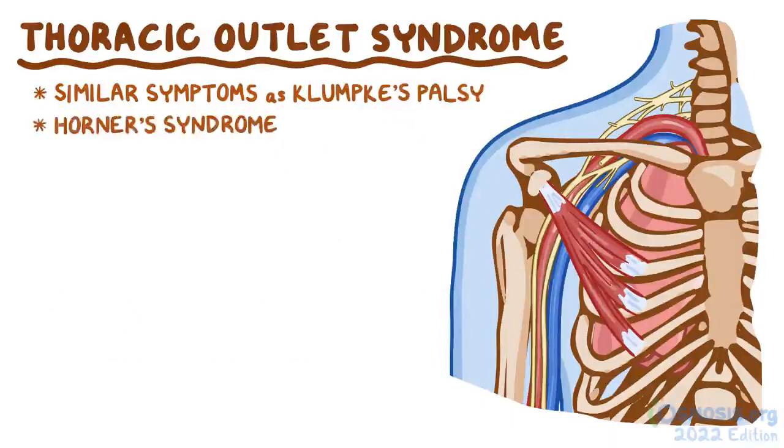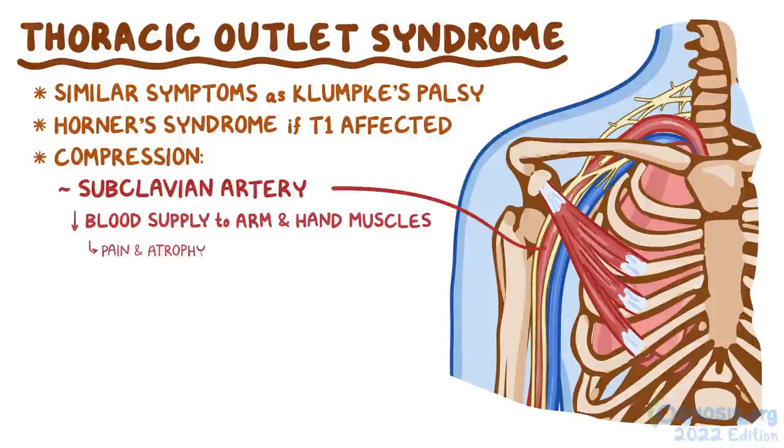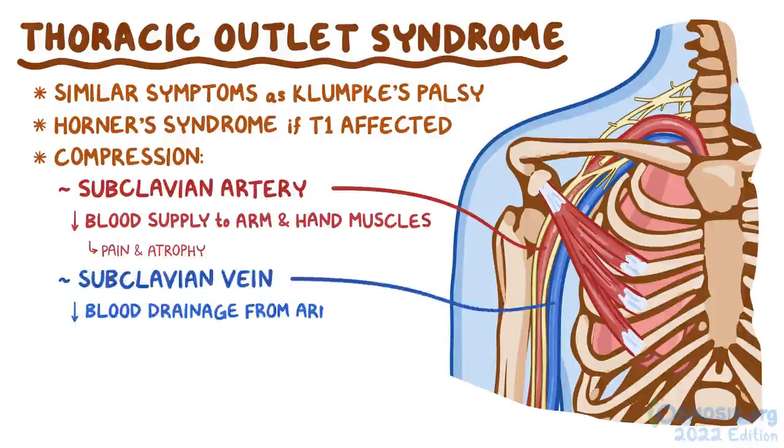Horner syndrome can be present if T1 is affected. In addition, compression of the subclavian artery decreases blood supply to the arm and hand muscles, causing pain and atrophy. Compression of the subclavian vein decreases blood drainage from the arm and hand, leading to edema.